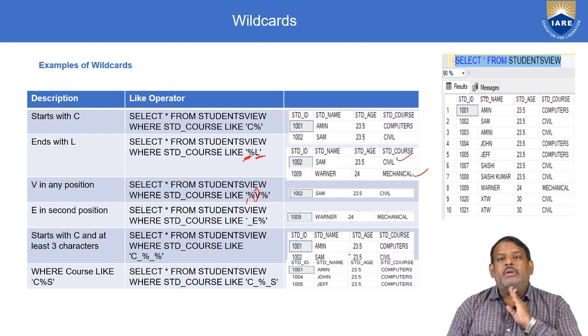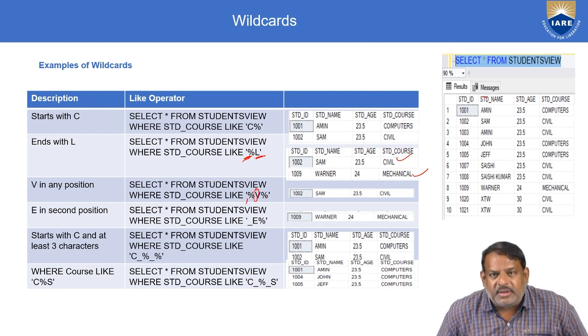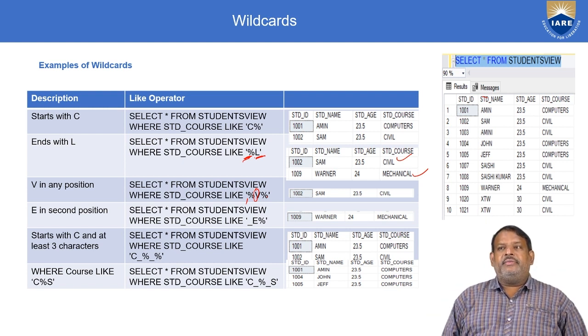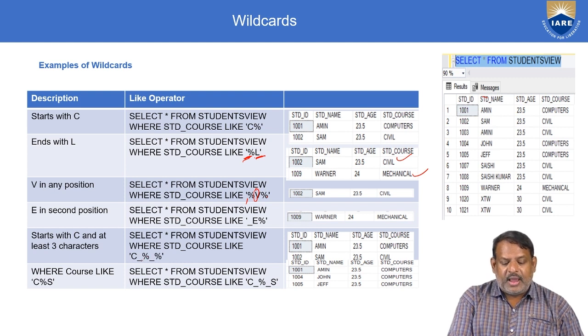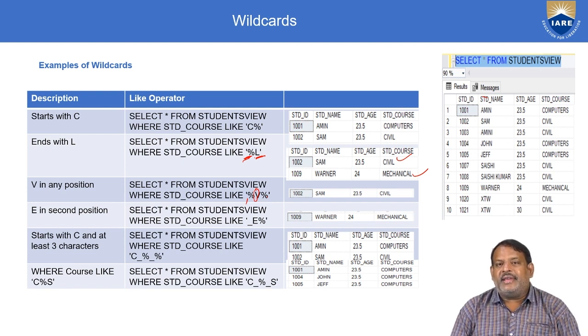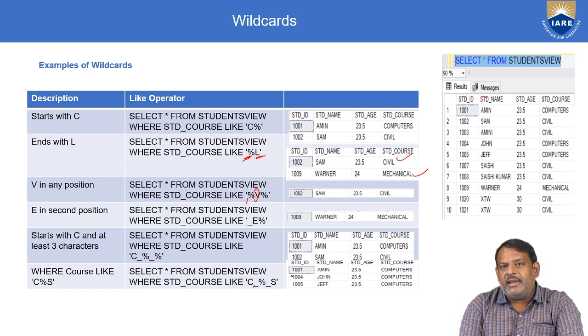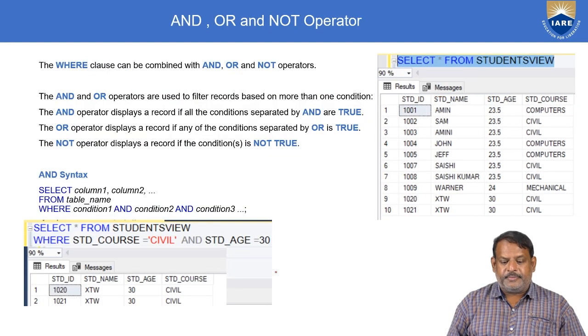Similarly, if you want to know courses that start with C and have at least 3 characters, you should start with C and have at least 3 characters. So civil qualifies, and also computer science, because it starts with C and is more than 3 characters. With C percentage last S, you will get computer science, because the starting is C, the ending is S, and anything can be in between. So this is a wildcard search.